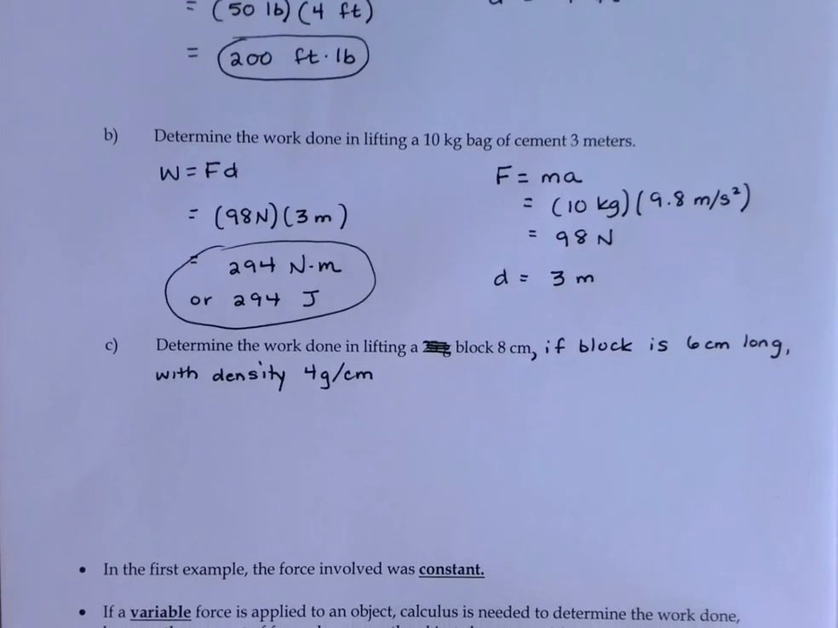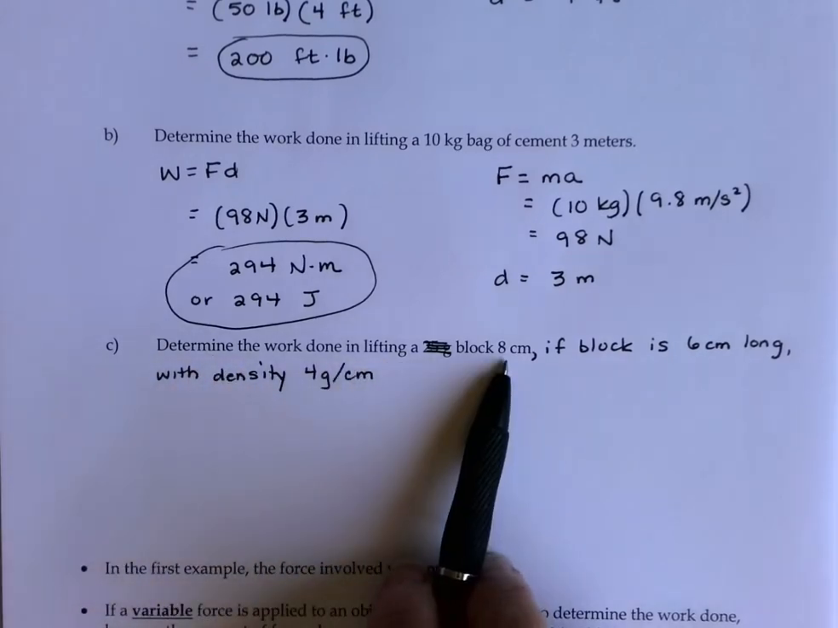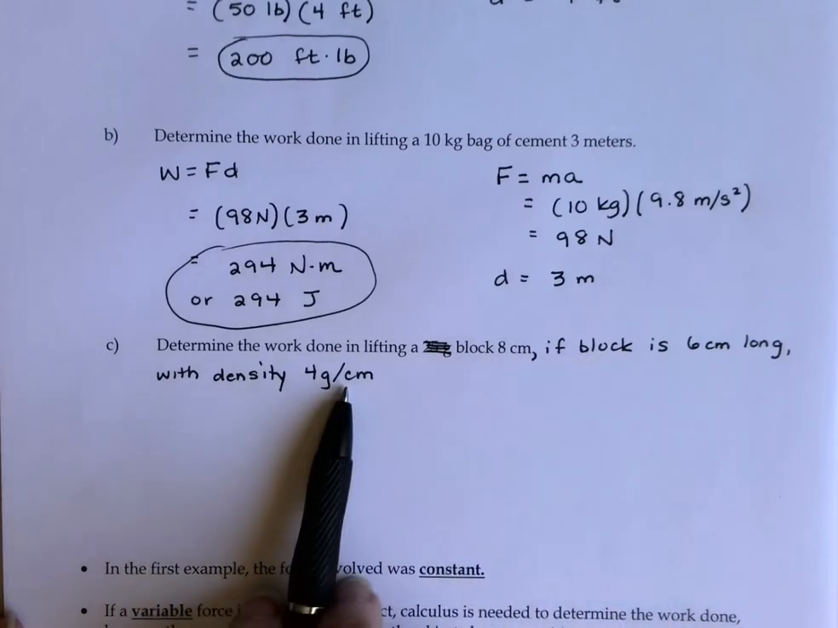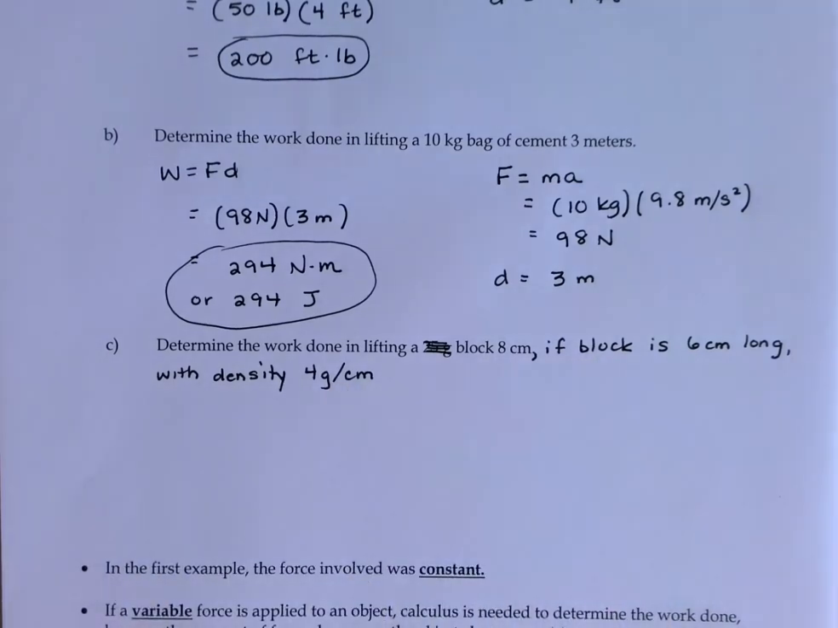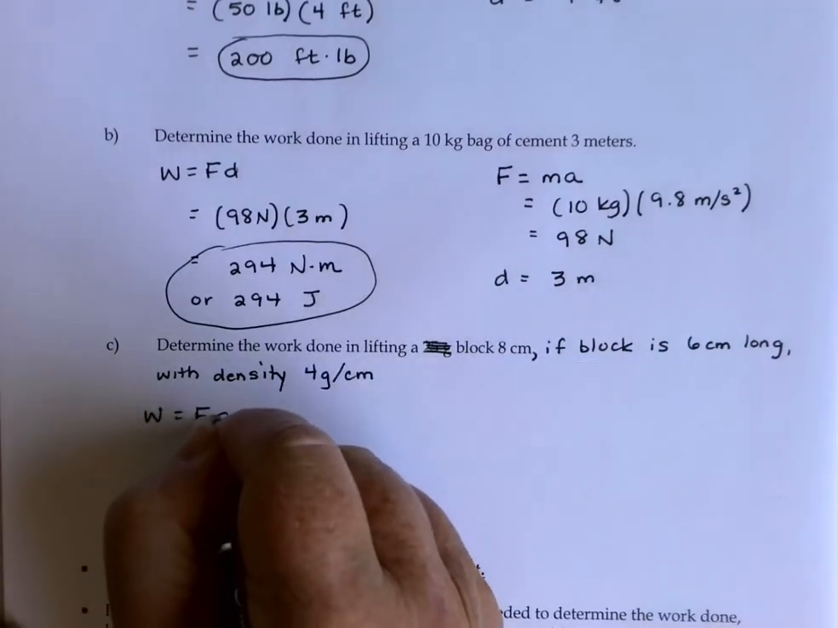All right, part C, I'd like you to change this problem a little bit for me because I want to show you kind of how the cascading equations can really work. Let's determine the work done in lifting a block 8 centimeters. And I'd like you to add this information. Instead of telling you it's 25 grams, instead I'd like to say that the block is 6 centimeters long and has a density of 4 grams per centimeter. So, ultimately I want work equals force times distance.